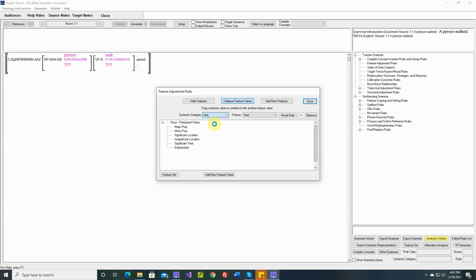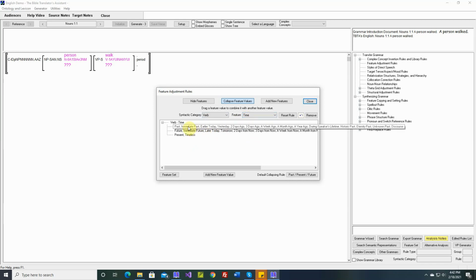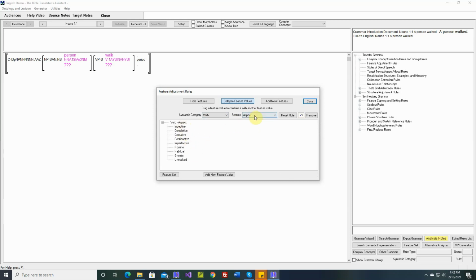Let's go to verbs. Okay, the first one is time, and this one was also collapsed for us back, I think it was the very first video when we did all of that initialization. In English, all we care about is past, present, and future. Okay, aspect, we want all of these. Mood, we want all of these. Reflexivity, reciprocal and reflexive, we want those. Polarity, affirmative, negative, emphatic affirmative, and emphatic negative, we want those.